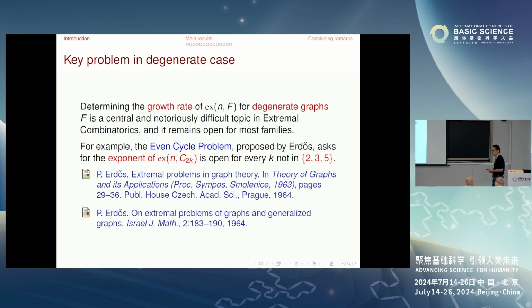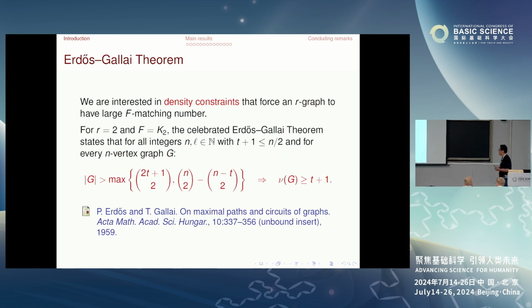All the term members, we just show that there exists one special graph. However, we want to find many vertex-disjoint copies of F. This is motivated by the Erdős-Gallai theorem. We show that if F is an r-graph, for r equals 2, we mean that it's a graph, and we want to find a matching in a graph G.